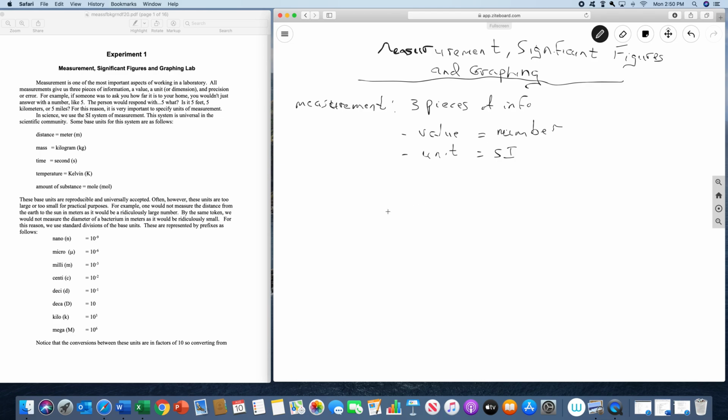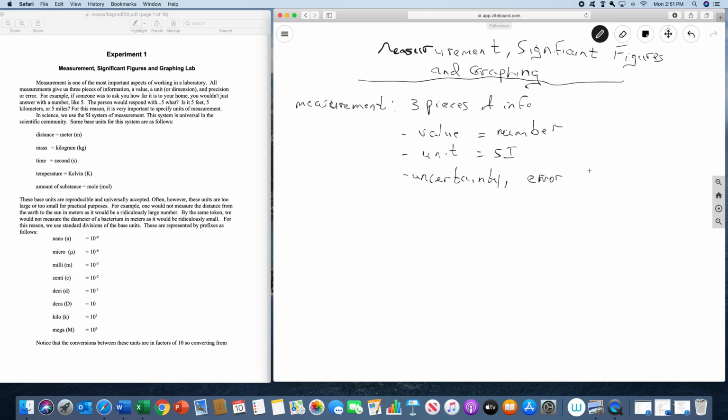And that's really important because if you measure something and it's 5 kilograms versus 5 grams, right, a very big deal. Or even pounds versus kilograms. But the third part is the uncertainty, or error.